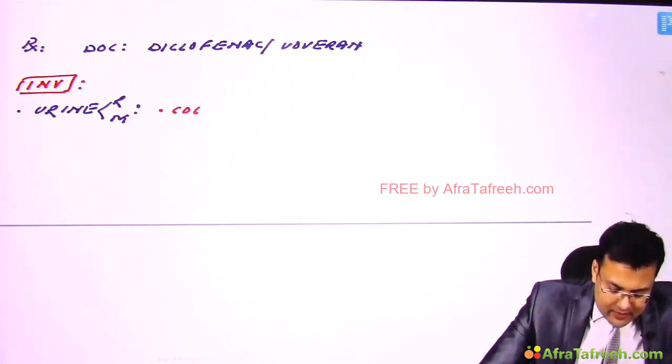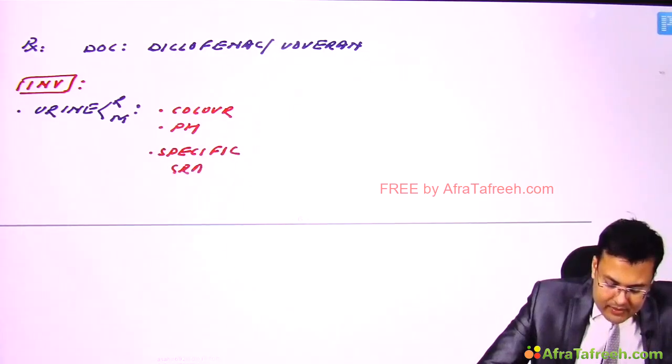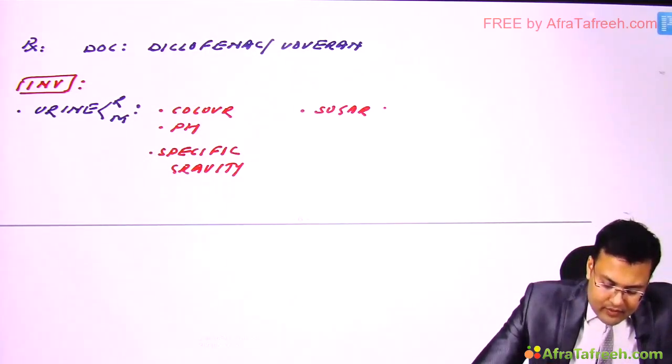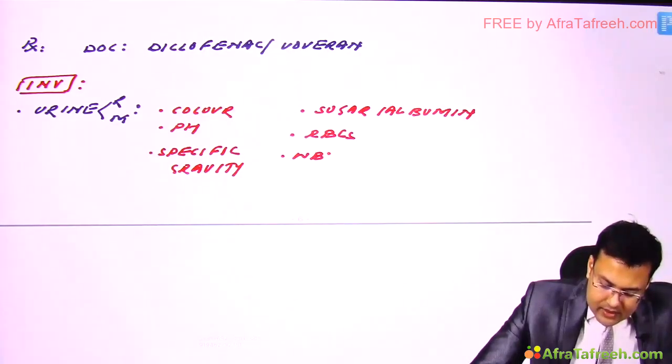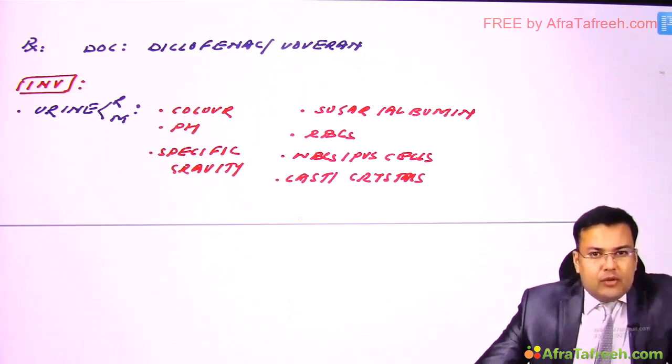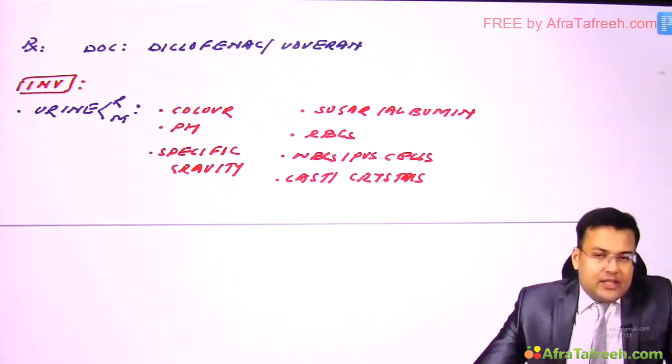First, color, pH, specific gravity, presence of sugar, albumin, RBCs, WBCs, pus cells, cast and crystals. Clear? So basic information will be there from this urine RM report, and you will have a rough idea whether this patient has UTI or not.